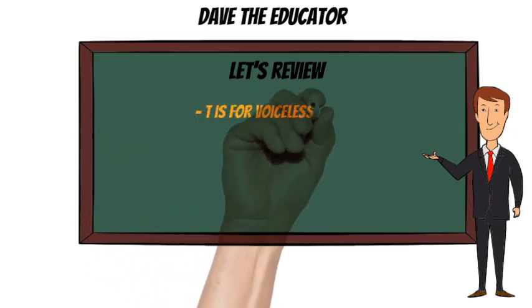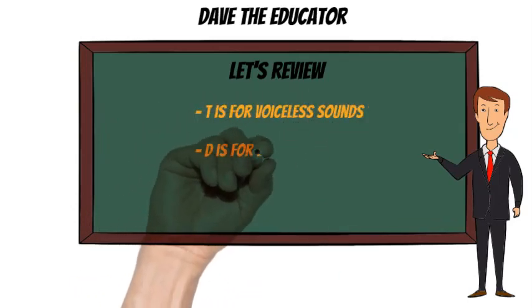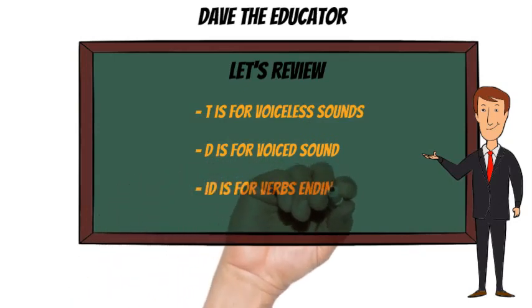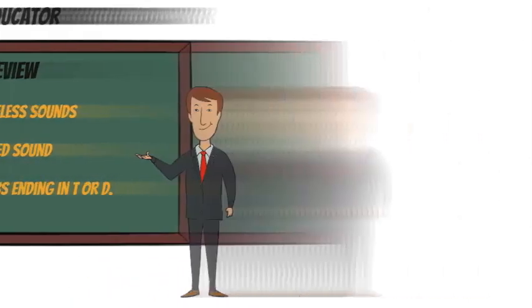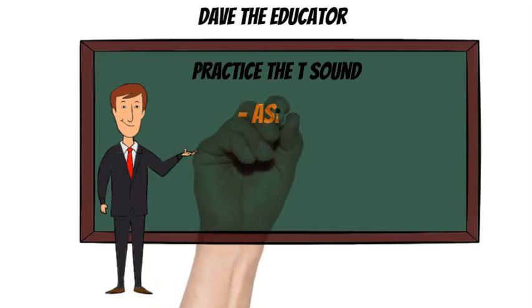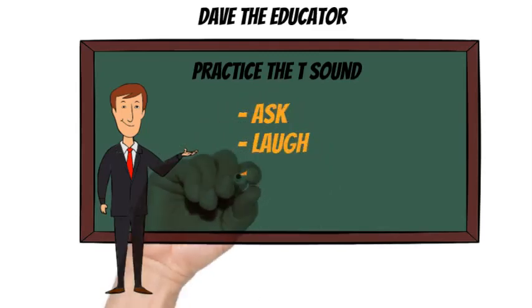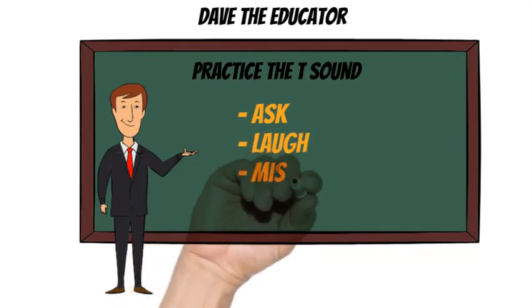Let's review. T for voiceless sounds, D for voiced sounds, and ID for verbs ending in T or D. Now you try to say these verbs in the past tense. Ask, laugh, miss.